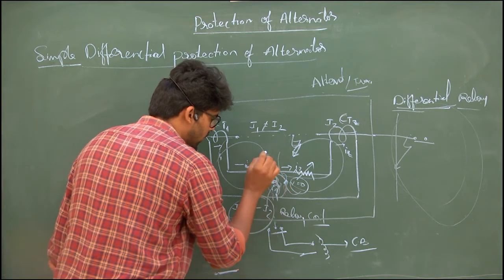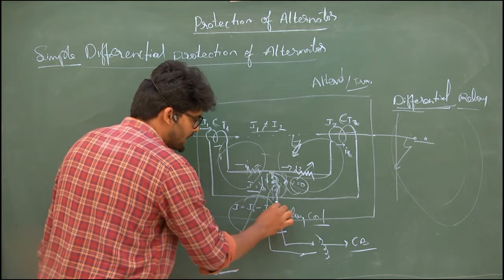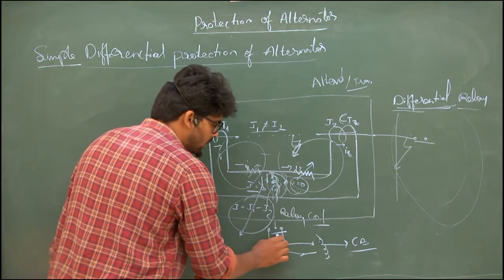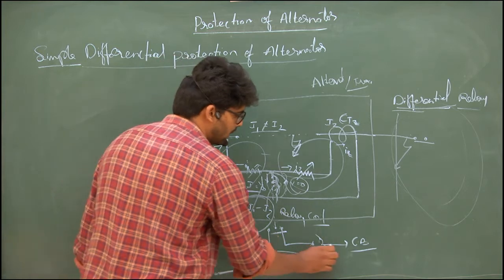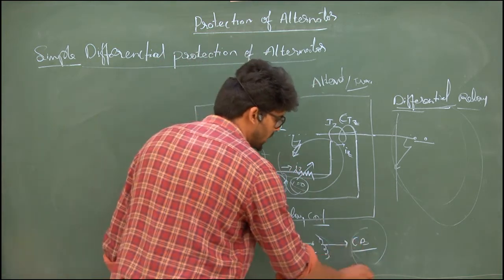If there is a flow of current in this coil, then excitation takes place in the relay coil, which gives a switching signal to the circuit breaker. The tripping circuit will be excited and the circuit breaker will operate.